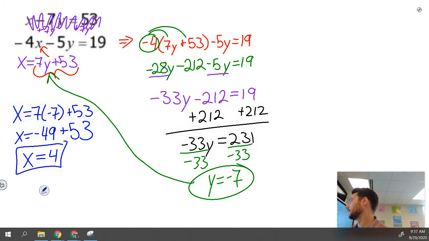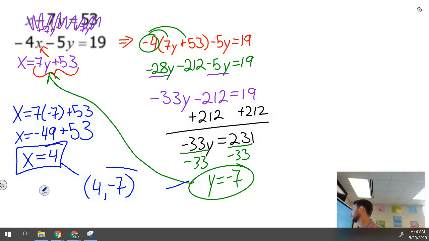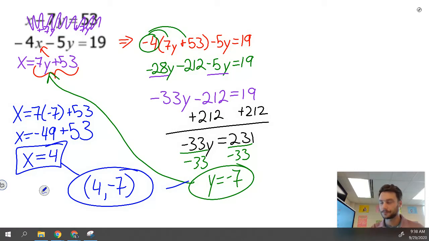So my final answer here, if I bring these two together, is 4, negative 7. So make sure you plug it back in and get both values. Cool. Nice. All right, so that was a little harder, right? We had to solve for our variable first. Make sure you're intelligent about how you solved for it.